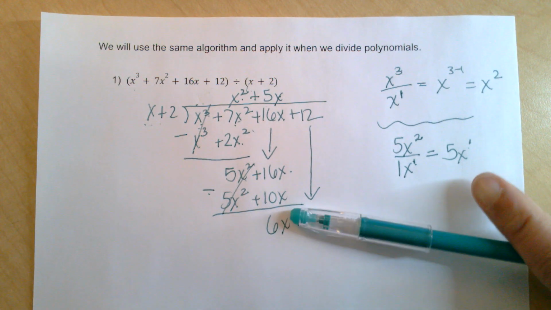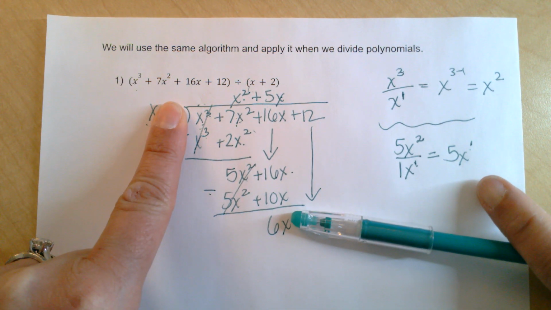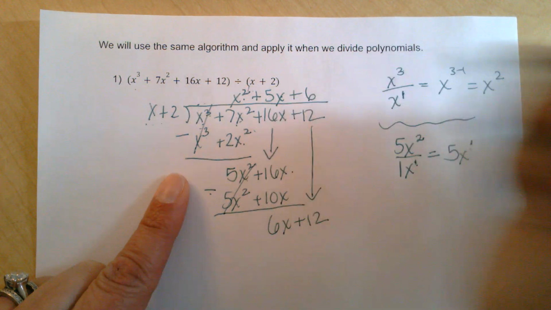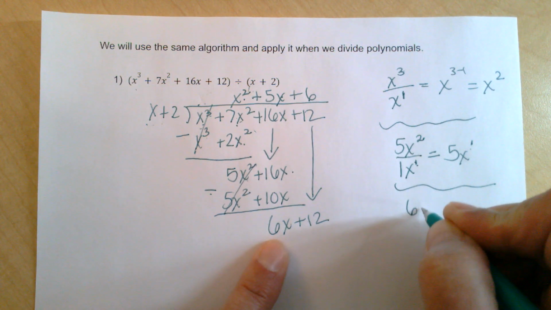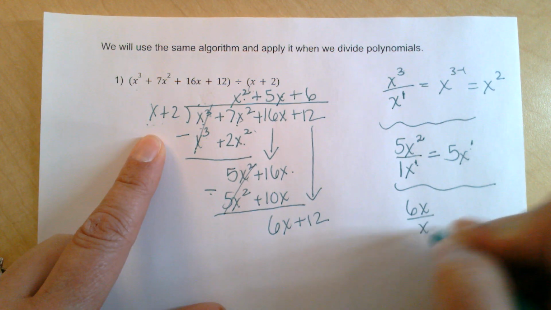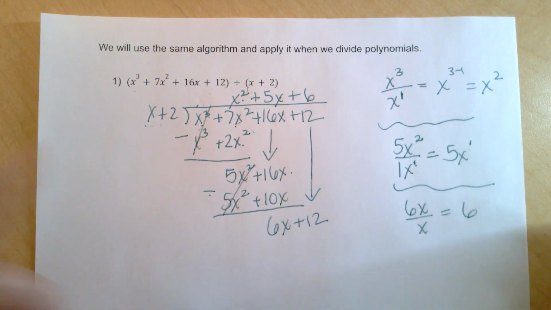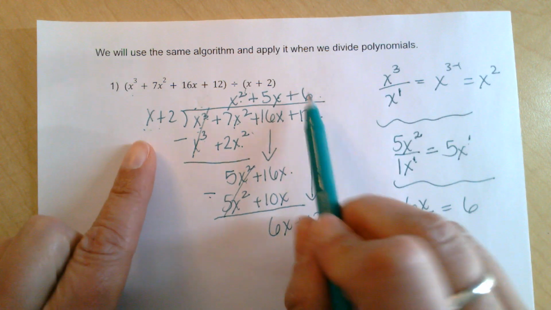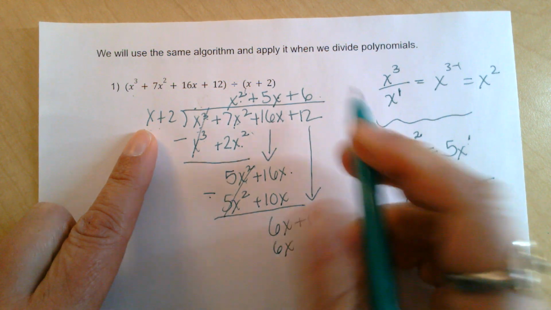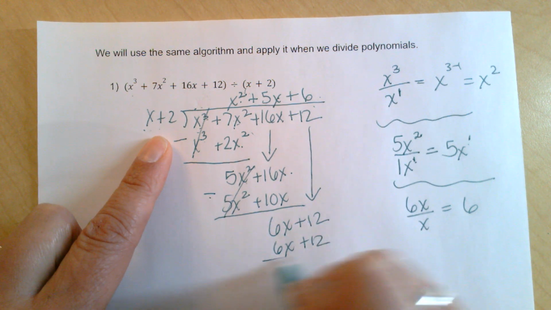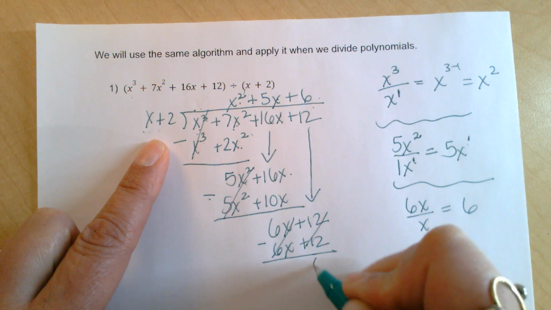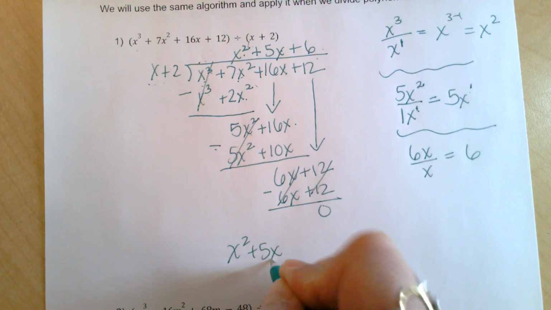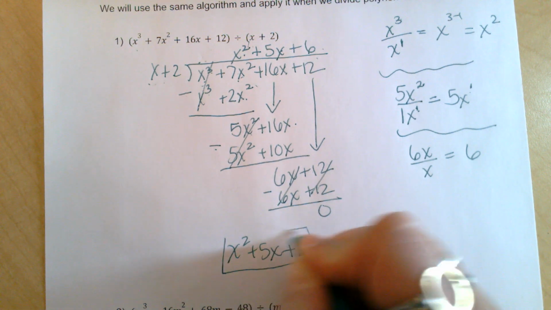Again, you're just going to look at the 6x and the x. What do I have to multiply x by to get to 6x? Hopefully you're saying 6. Perfect. If you didn't know, we're going to take 6x and divide it by x, and we get 6. Okay, that mathematically, that's how we got there. All right, now we have to multiply 6 times x is 6x. 6 times 2 is positive 12. When we subtract, everything cancels out. We have no remainder. So our answer is x squared plus 5x plus 6.